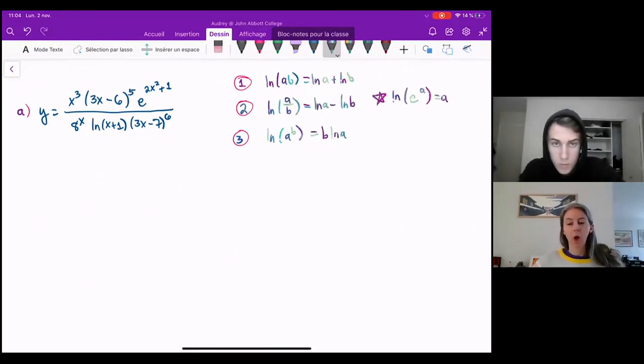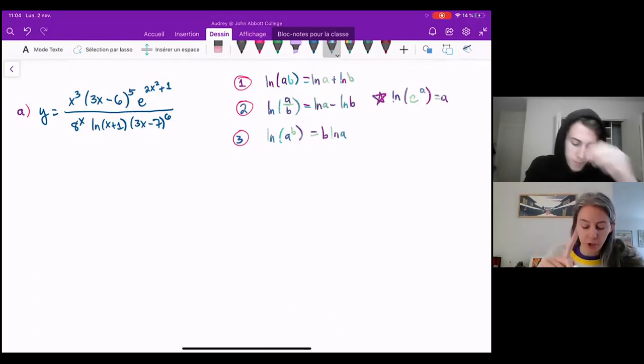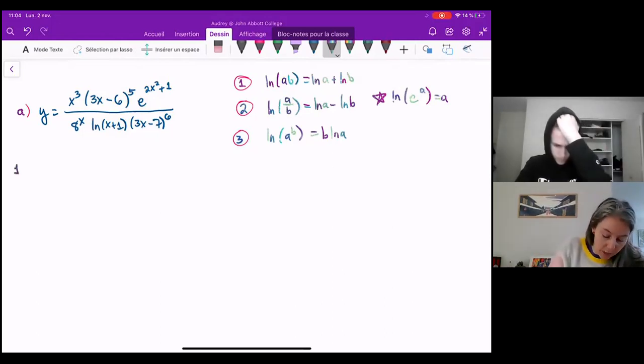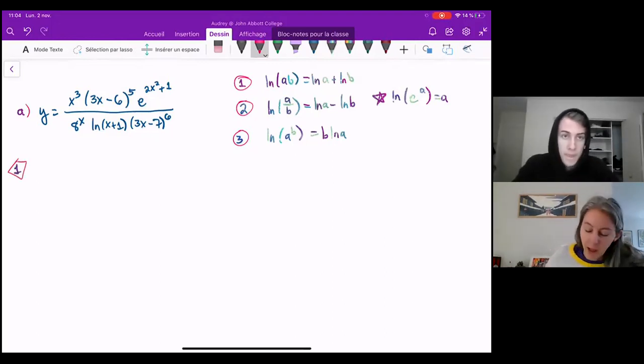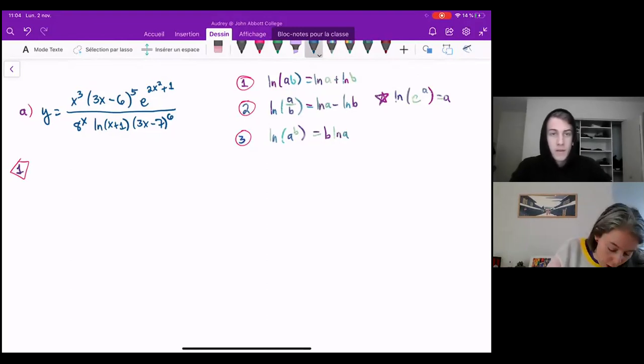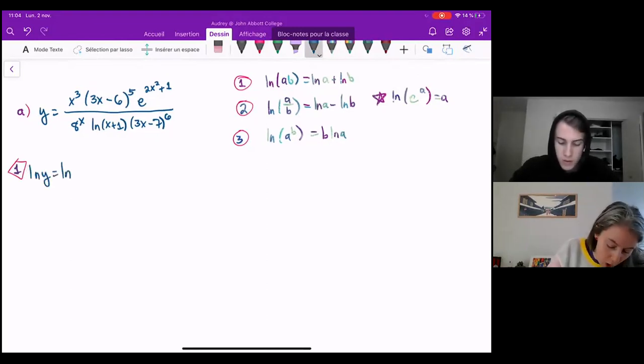So what's my first step of logarithmic differentiation? We already identified that it was going to be helpful here. So how do I start? You take ln of both sides. I take ln of both sides. You got it. So I'm going to have ln y is equal to ln of all of this stuff.